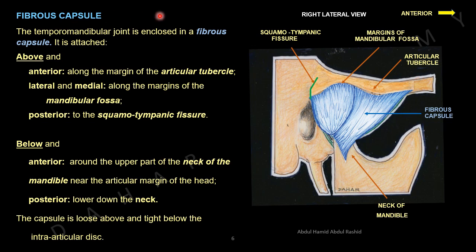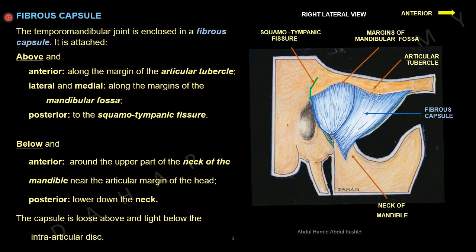This is the diagram seen from the right side, right lateral view. This is in front, this is behind. These are the margins of the mandibular fossa. In front of this fossa is the articular tubercle. These are the margins of the articular tubercle. Behind the mandibular fossa, we have the squamotympanic fissure separating the squamous part from the tympanic part of the temporal bone. This is the neck of the mandible.